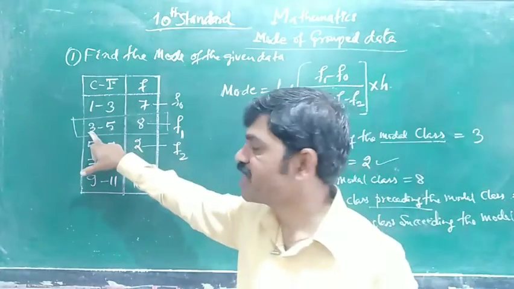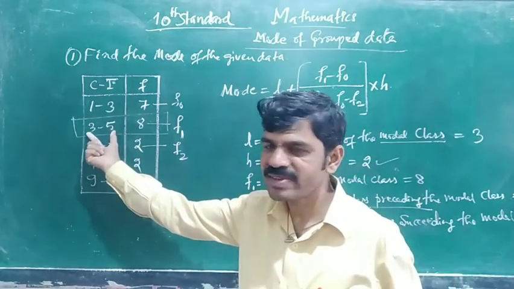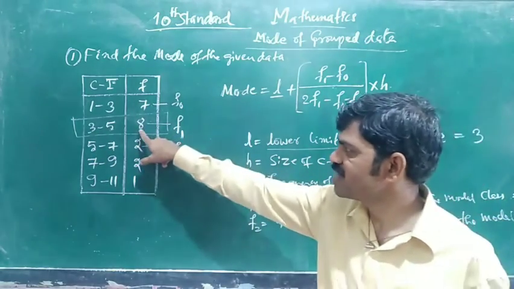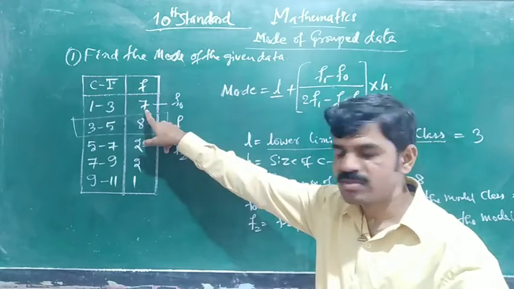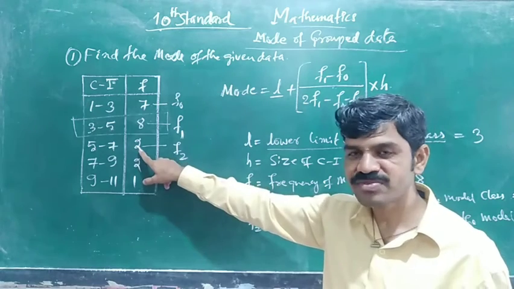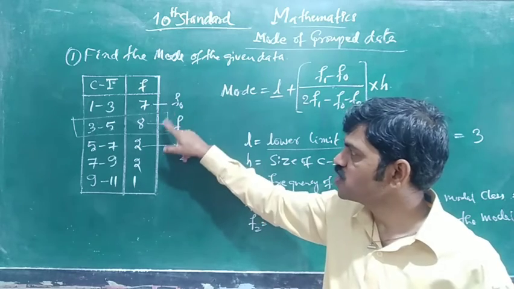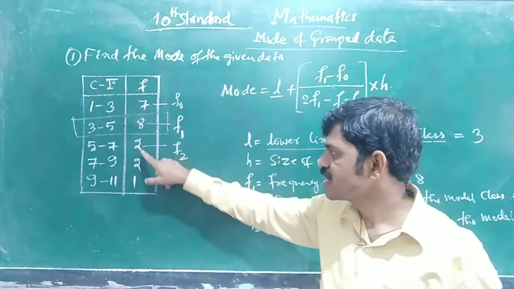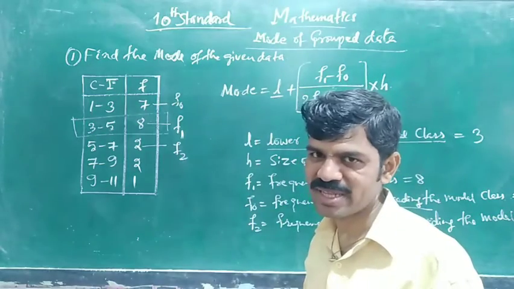L is the lower limit of the model class, h is the height of the class interval or size of the class interval, f1 is the frequency of the model class, f0 is the frequency of the class preceding the model class, f2 is the frequency of the class succeeding the model class. Means f0 is before the model class frequency, f2 is after the model class frequency. Okay, so you have to remember this.